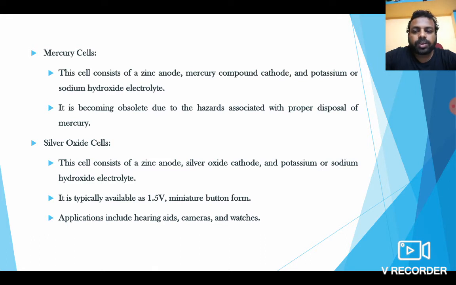And next one is the silver oxide battery, silver oxide cell. So it is also one of the primary cells. This cell consists of zinc as an anode, silver oxide as a cathode. Here also we are using potassium as well as sodium hydroxide as an electrolyte. So the silver oxide cell can produce 1.5 volt of power, and it is used for watches, batteries, and small electric accessories.